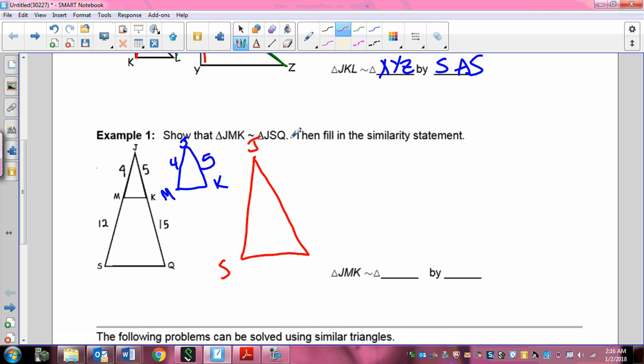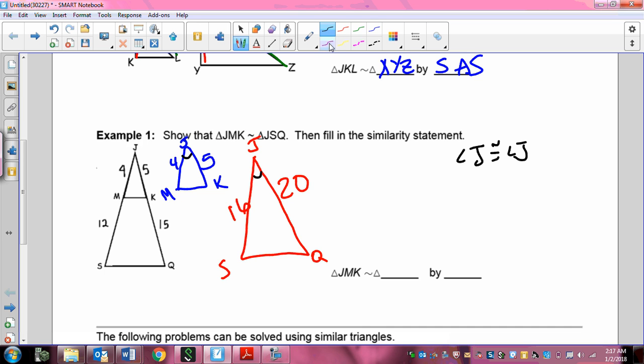J, S, Q. Okay. So J to S is actually 4 plus 12, which is 16. And J to Q is actually 5 plus 15, which is 20. Okay, so we know that they're sharing a common angle. Their common angle is J, right? So of course, angle J is going to be congruent to angle J, and we saw this, and our reason was the reflexive property, right? Anything can be congruent to itself.